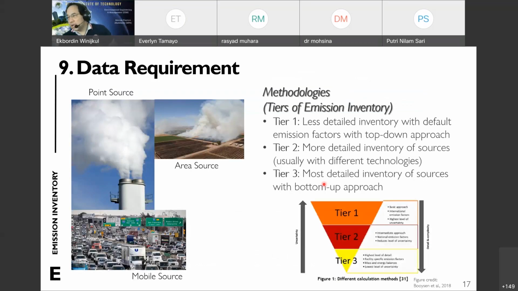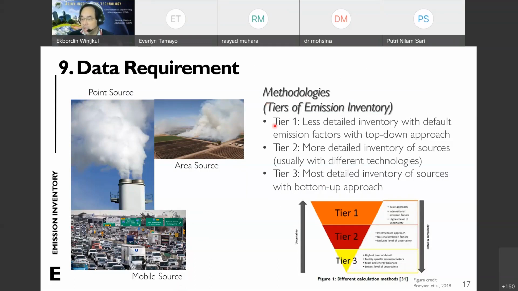Okay, talking about the data requirement, we're not going into detail, but I'm going to provide some examples so that you know what the data requirement should be for different tiers of emission inventory development, for point source, for area source, and for the mobile source. Before going to the examples of different tier requirements, when we were talking about methodologies, I talked a little bit about tiers of emission inventory.